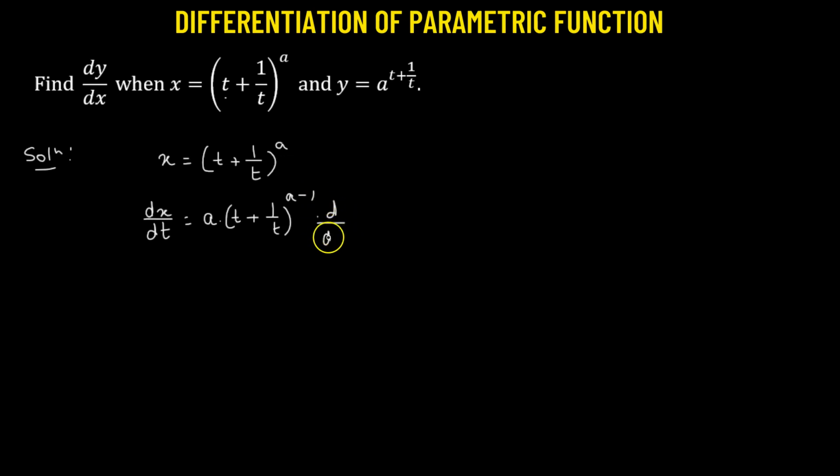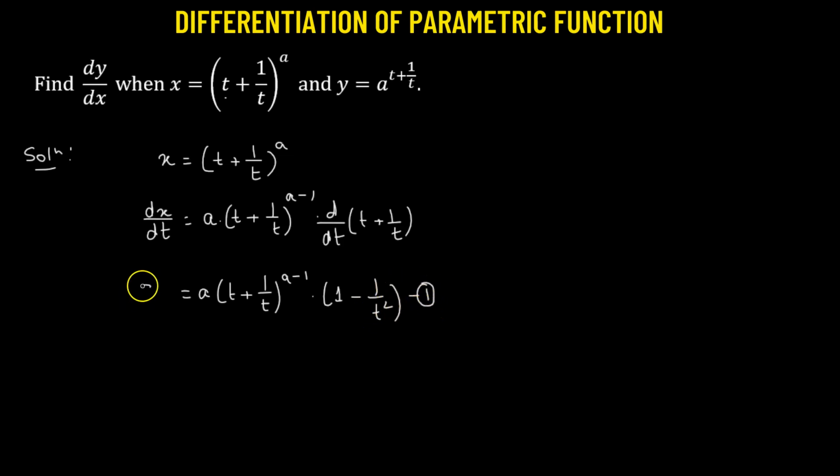So we'll take the derivative with respect to t of t + 1/t. Right, so let's simplify it. We have a multiplied to (t + 1/t) raised to the power of a minus 1. Now the derivative of t + 1/t has a standard value, which is 1 minus 1/t squared. We're going to label this as equation number 1. So this is the value of the derivative of x with respect to t.